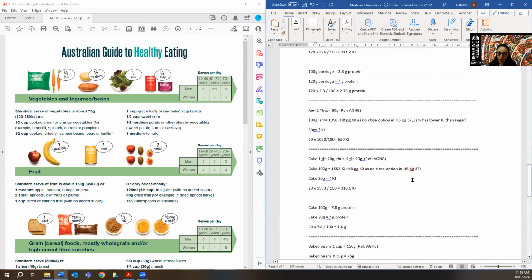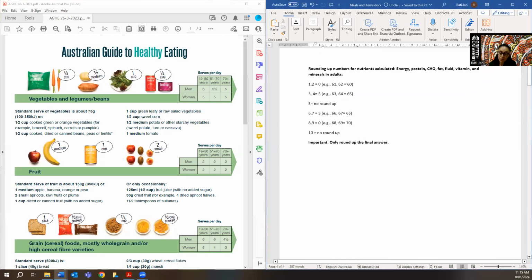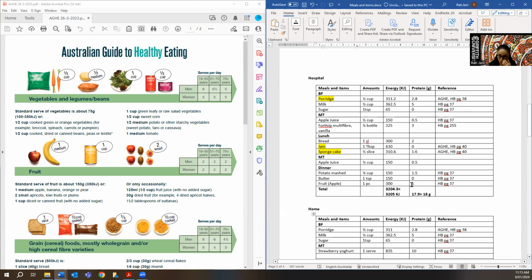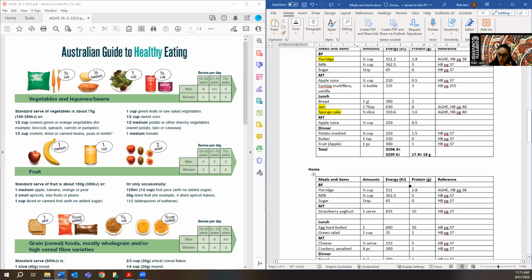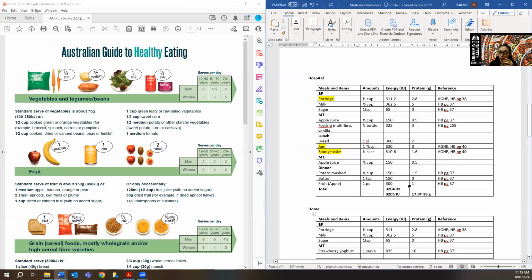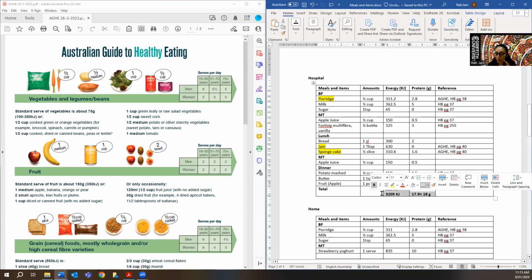All right, so what I have done is, for your week 1 case study, I have scaffolded what the patient is eating in the hospital and what the patient is eating at home. And I have shown you exactly how I got my final numbers of energy and protein. So this scaffolding of what resources are used when and how is the pattern that you need to follow for all of your dietary calculations for your coursework as part of this course. So let's take one example at a time.